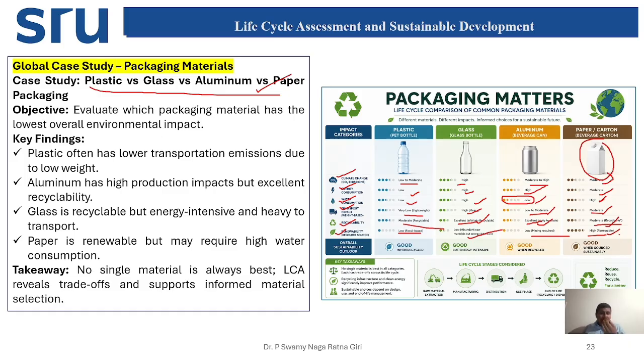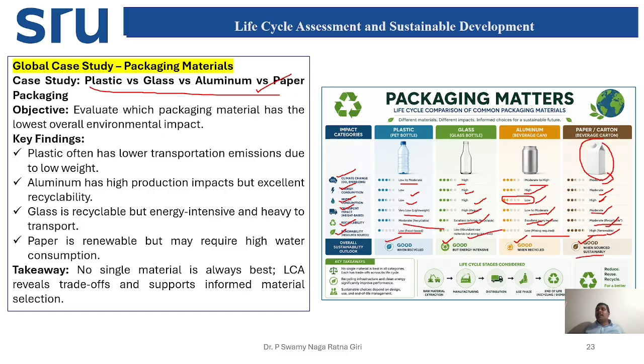So from all these points of view, overall sustainability looks like this. PET bottles are good only when recycled. Glass as a packing material is energy intensive. The aluminum can is good when it is recycled. Paper is good when the source is sustainable.